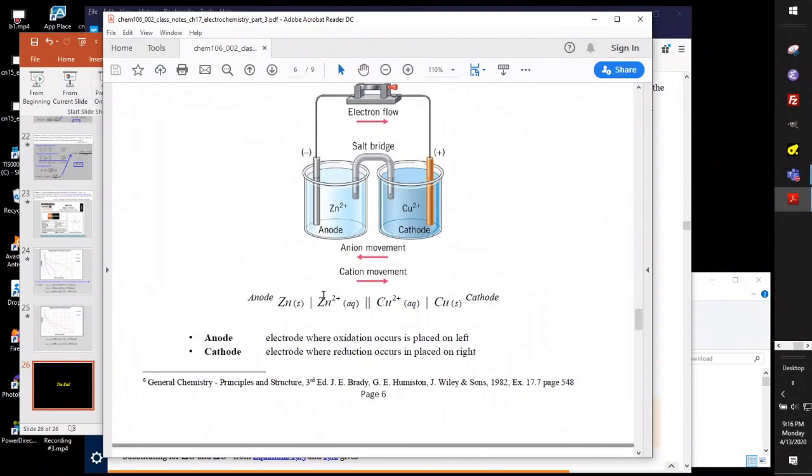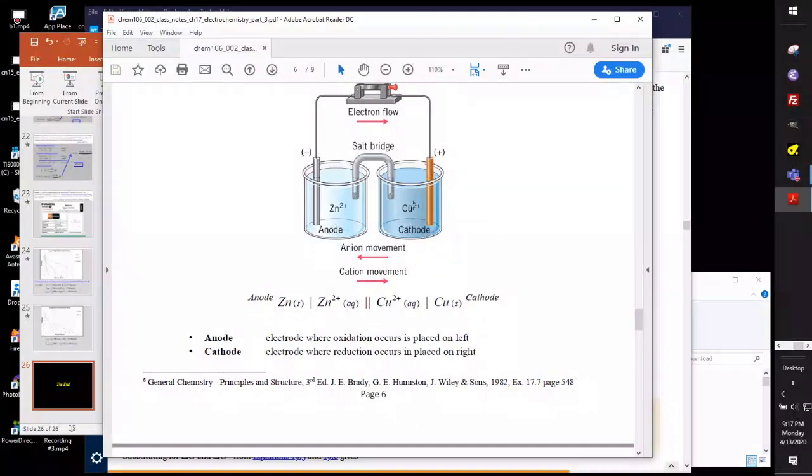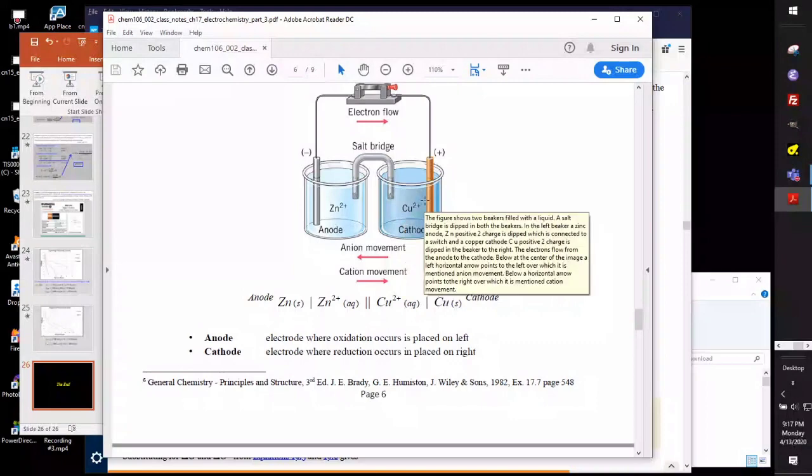So in a battery, the electrons flow from anode to cathode. The cathode is the positive terminal of a battery. It's always where reduction occurs. Here, copper 2+ is in solution. It's a stable metal, so it's going to reduce to copper 0 on the cathode.